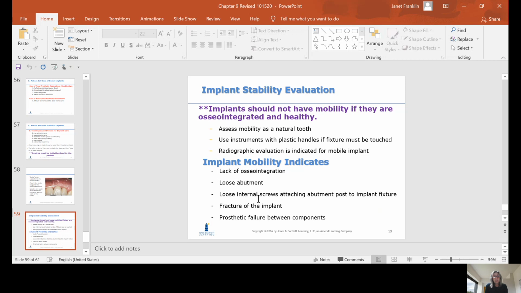You could have a loose abutment though, or loose screws. So there's different parts of the implant that can become loose. You can fracture some of those parts.